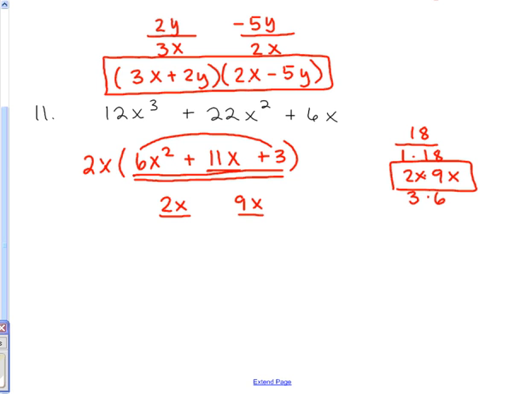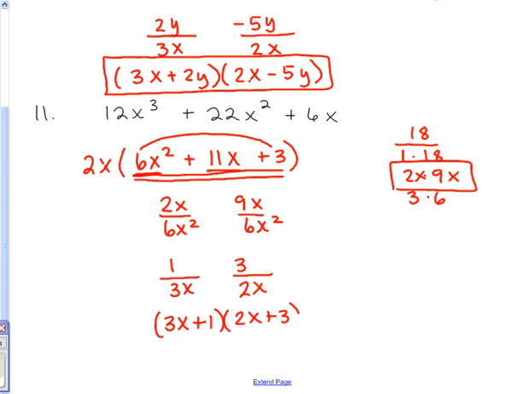Divide by the first term of this trinomial, which is 6x squared, and then reduce. 2 over 6 would reduce to 1/3. X over x squared still leaves me with x in the denominator. 9x over 6x squared. 3 will go into both of those. 3 into 9 would be 3. 3 into 6 would be 2. X over x squared, x in the denominator. Okay, so bottoms up, I would have 3x plus 1 times 2x plus 3.